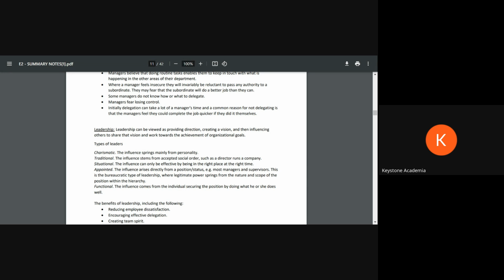Say the number one is charismatic leaders. Okay, what do they mean by charismatic leaders? These leaders' influence comes from their personality. Okay. Can somebody give me an example for this, or how do you think that this will work? I think Mahatma Gandhi will be an example for this.